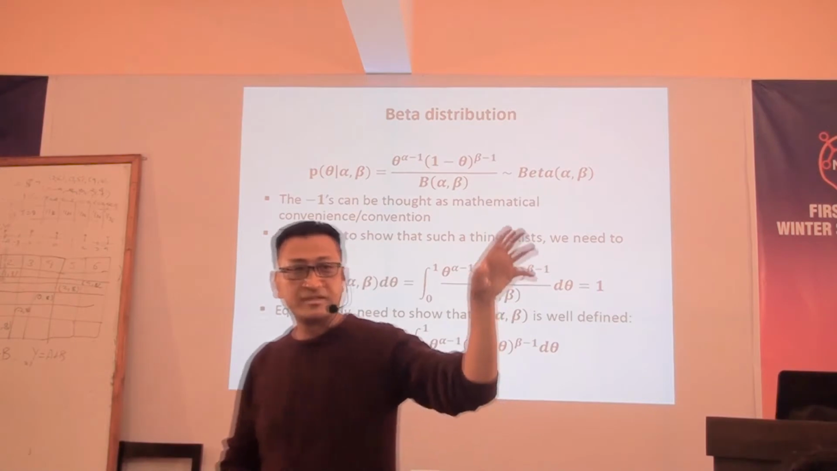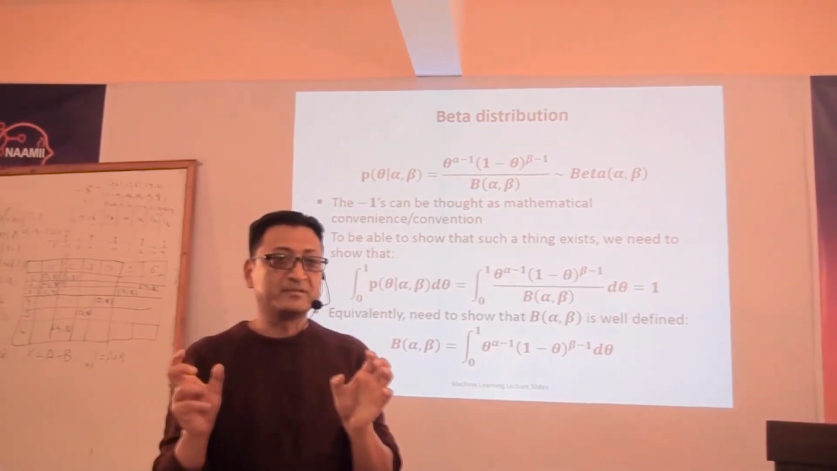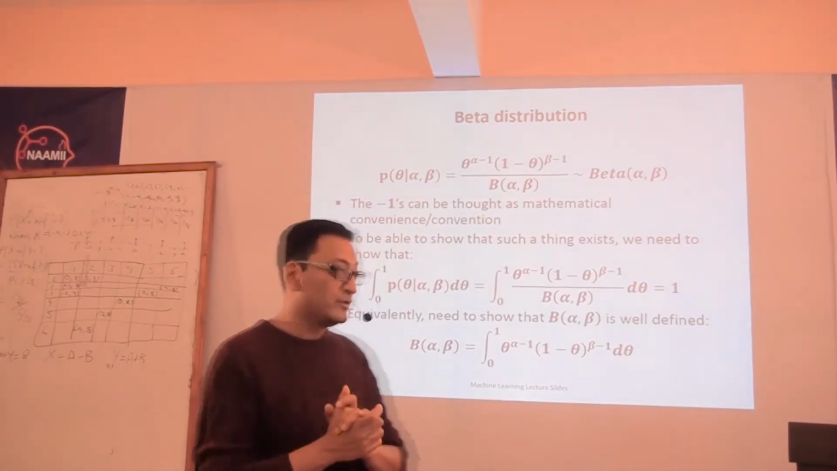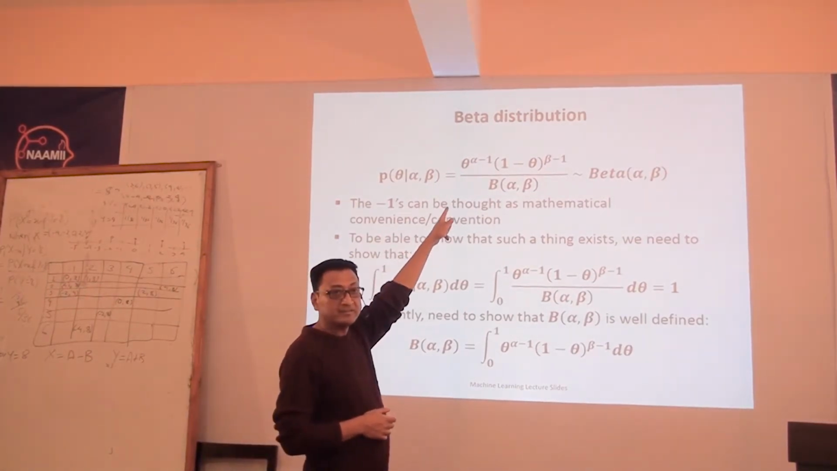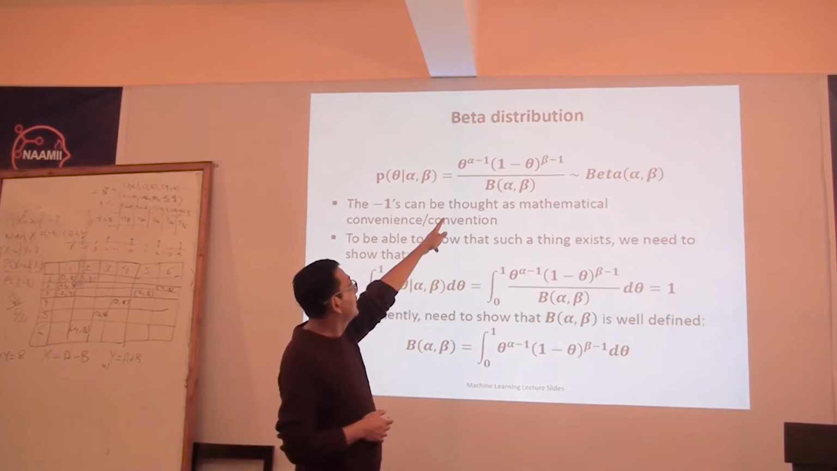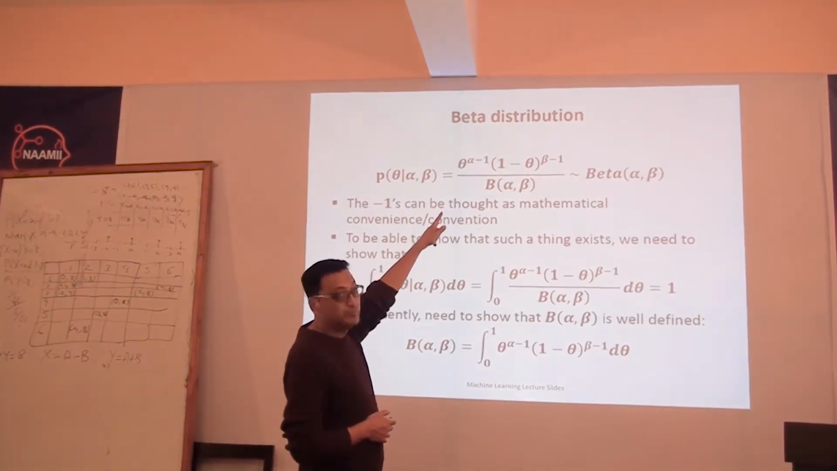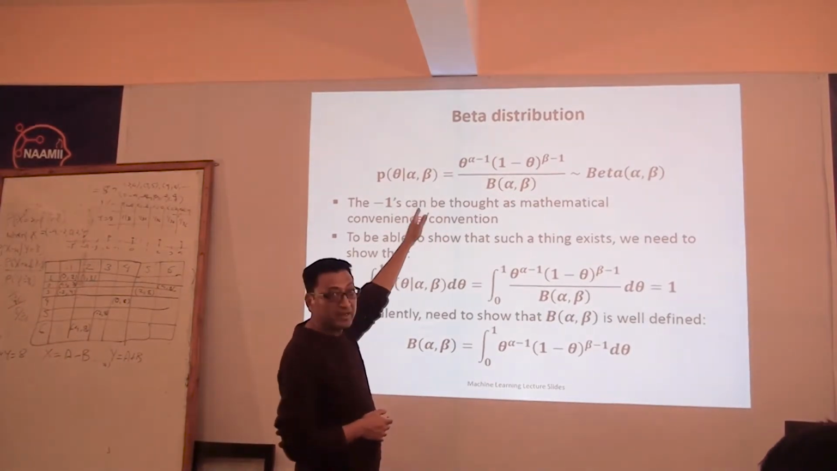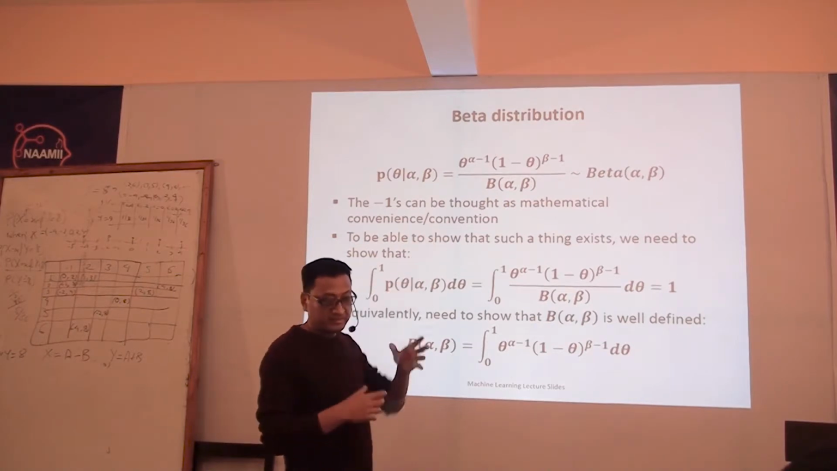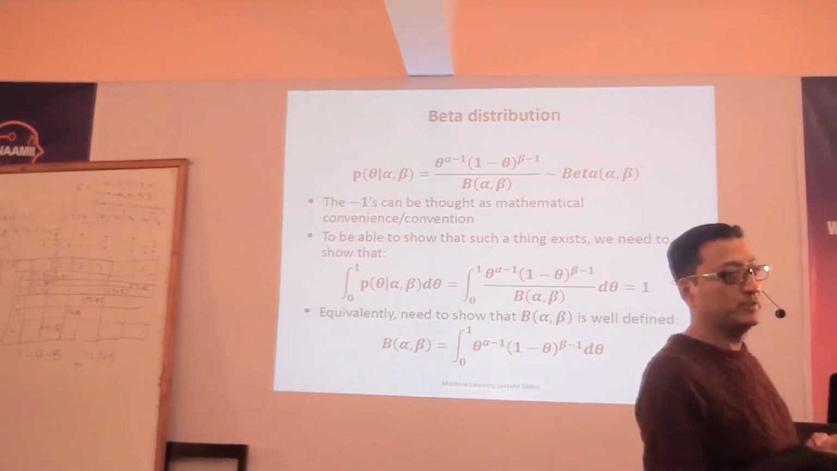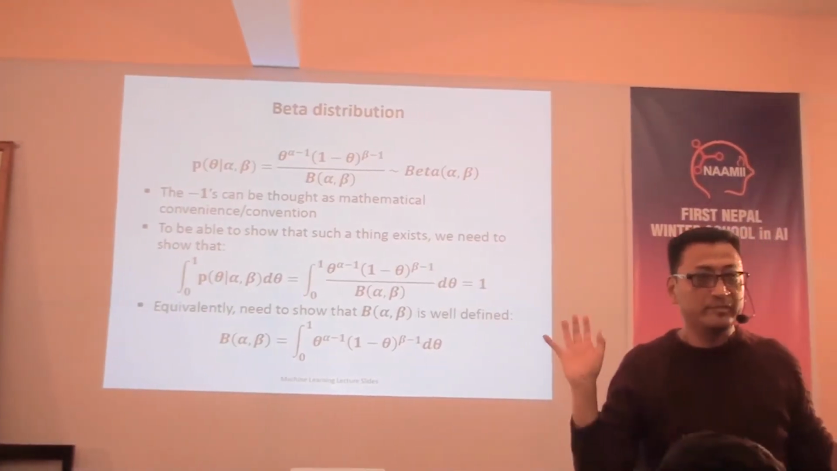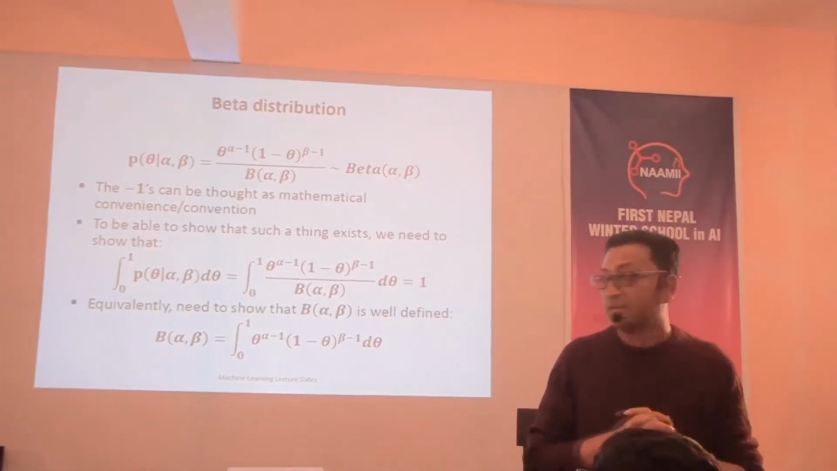So there is some constant, and it has two things, and I want those two things to be the same. I have theta and 1 minus theta, and I have the parameters alpha and beta. You can ignore the minus 1. The minus 1 is just a mathematical convenience that makes the equation a little bit easier. Even if you didn't have the minus 1, it wouldn't make any difference.